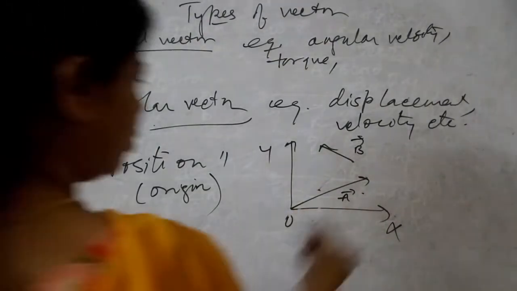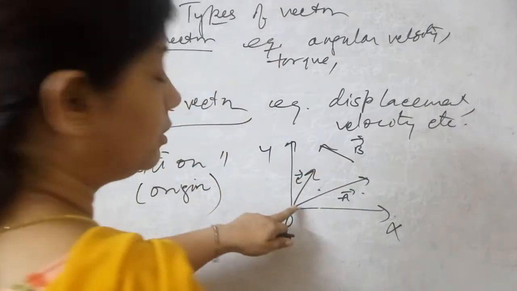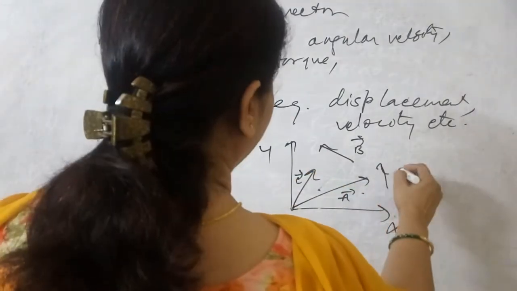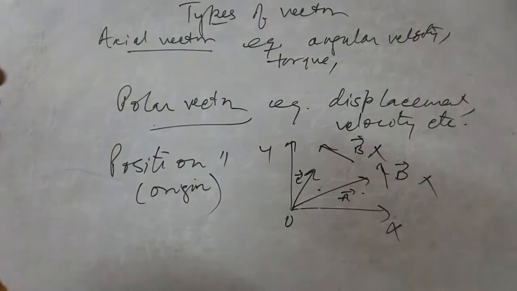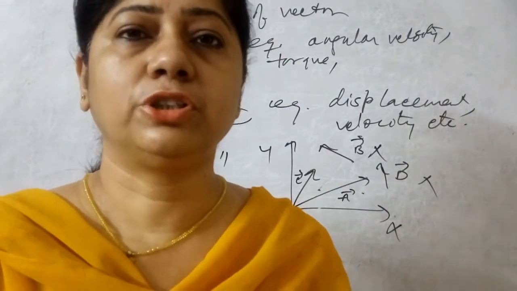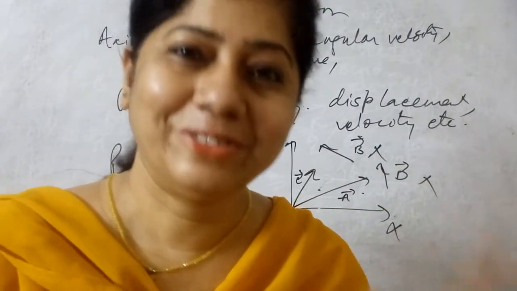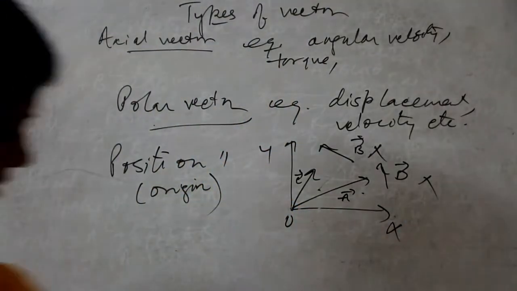If I draw another vector C from the origin, it is a position vector. But if I draw any vector like this, it is not a position vector. So if you recall, for a position vector, what is very important? The origin. So look for the origin for the position vector. Okay.